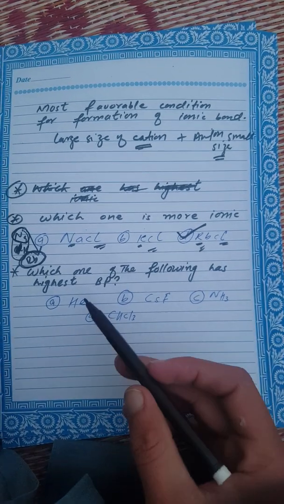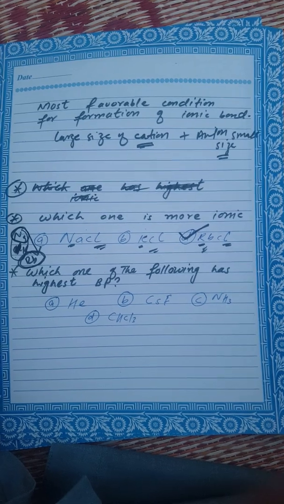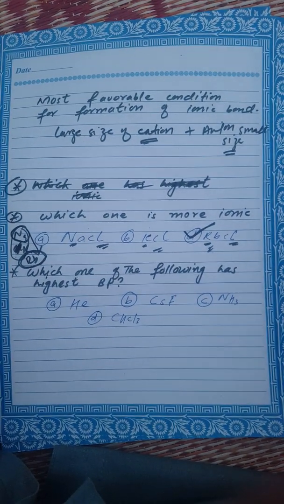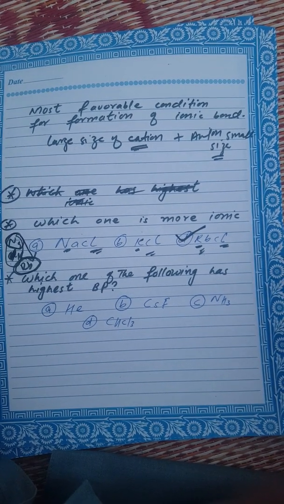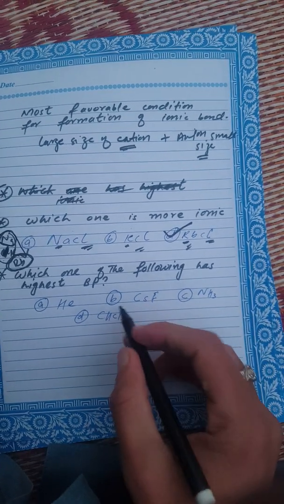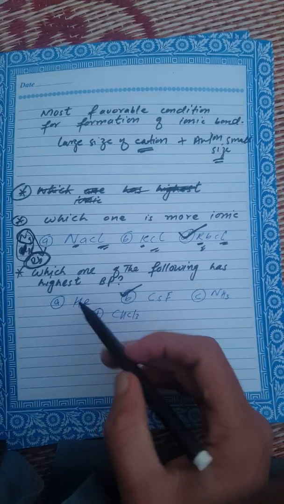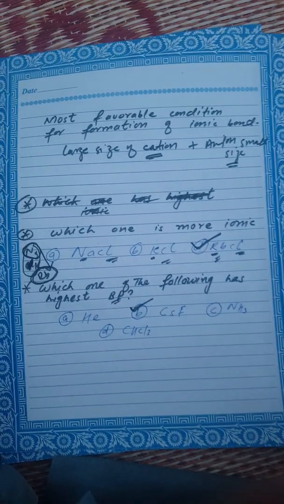Now the other problem we have is, which one of the following has the highest boiling point? I already told you in the characteristics of ionic compounds that ionic compounds have a high boiling point. So look at which one of the following is the ionic compound. Cesium fluoride is an ionic compound, and so it has a high boiling point.